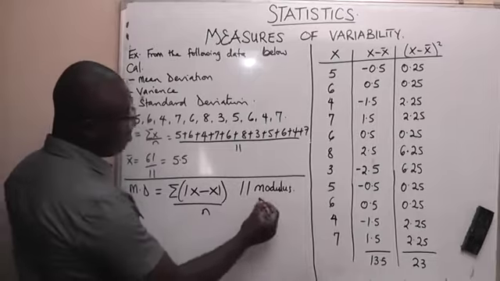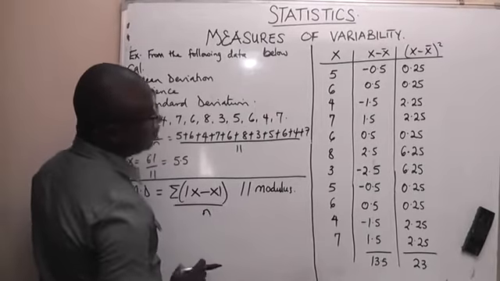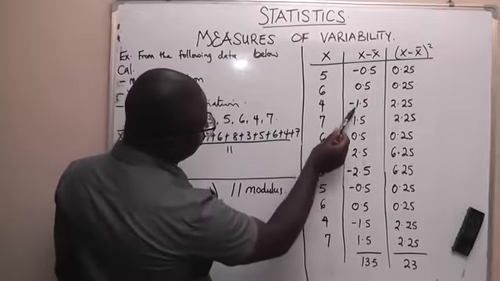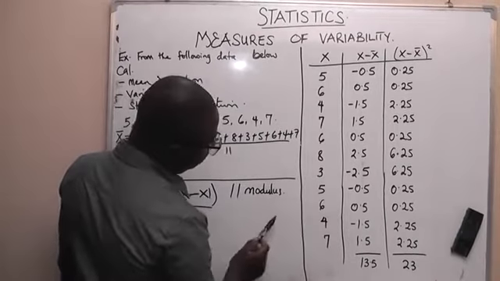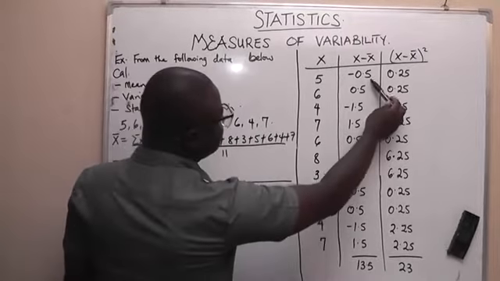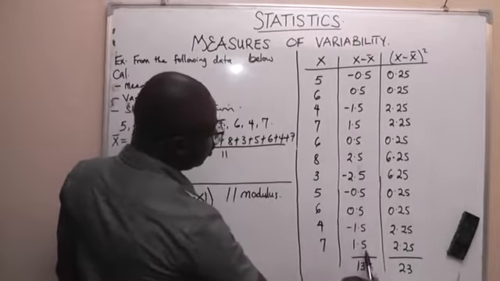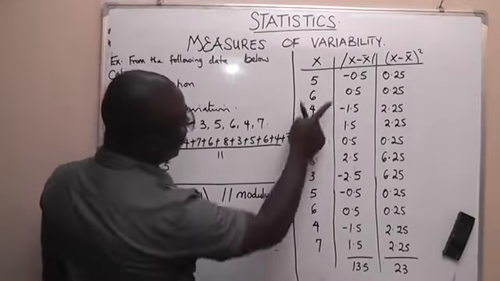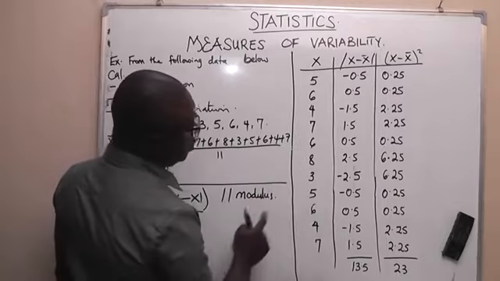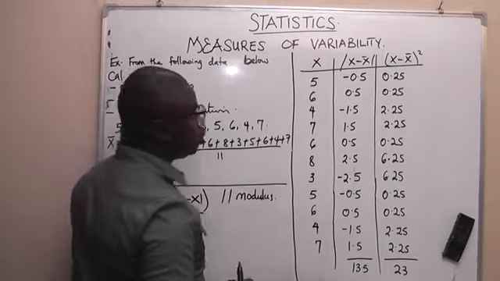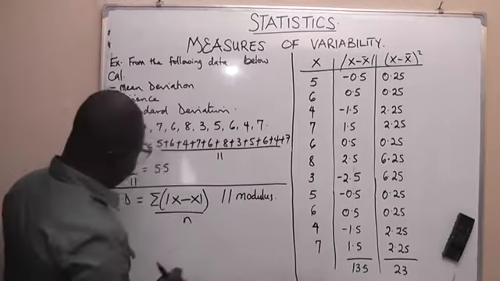Modulus actually means to ignore the signs, because if you notice, we have minus 0.5 here, minus 1.5, minus 2.5, minus 0.5, and the rest of them. If we want to add this column and we are putting the modulus sign, it means we are ignoring these signs. We are not adding with the minus. Do you understand now? So our formula again is what?